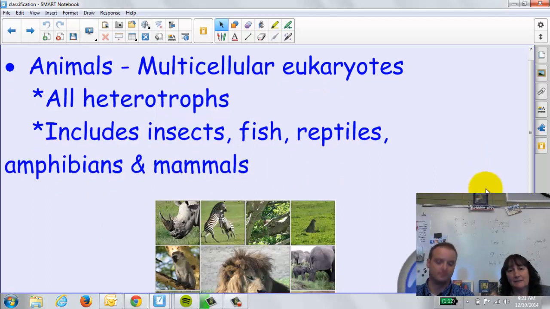And then we have the animals. These are the most complex multicellular eukaryotes. These are all heterotrophs, so they depend on either plants to get their food or they eat other animals. We don't usually think of insects as animals, but an insect is an animal. We have insects, fish, reptiles, amphibians, and mammals. Later in the year we get to amphibians and we'll dissect frogs, so we'll get a closer look at those guys.